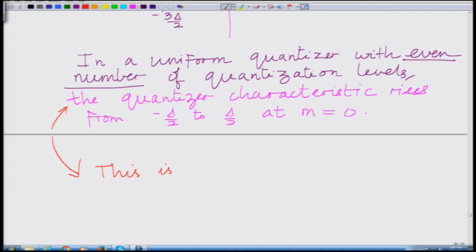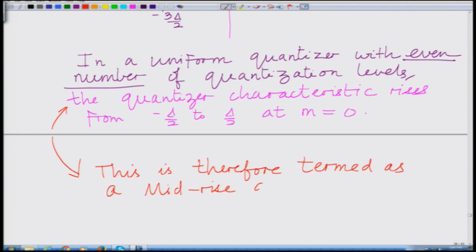This is therefore termed as a mid-rise quantizer. It rises in the middle. The middle is at m equal to 0. It rises from minus delta by 2 to delta by 2. Therefore, this is termed as a mid-rise quantizer.